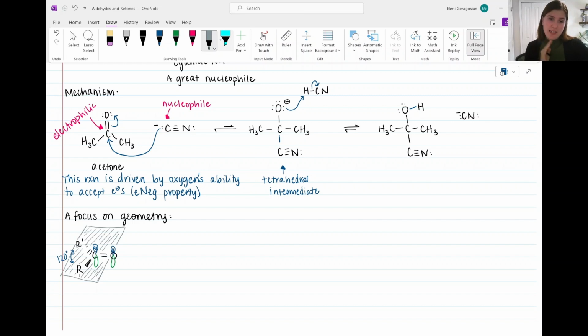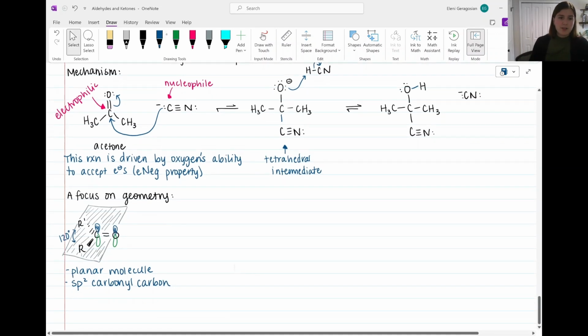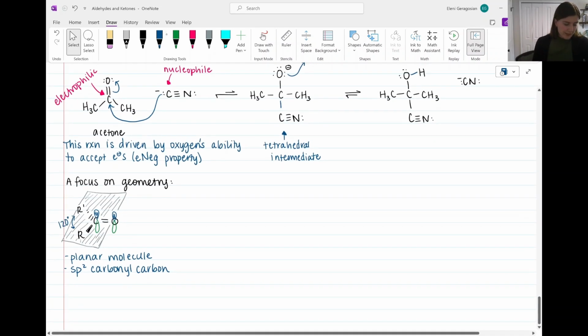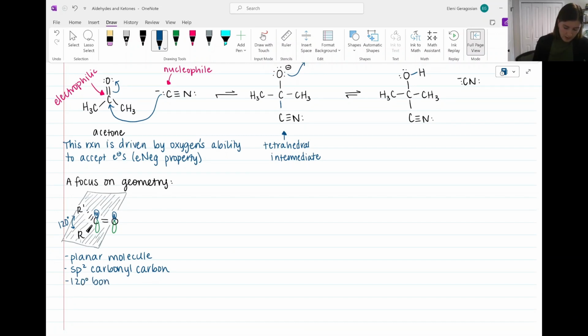Okay, so everything that's part of this molecule is in one plane. So we have an sp2 planar molecule. An sp2 carbonyl carbon, and we're focusing on that carbonyl carbon because that's where that new bond is formed. So that's sp2, we have 120-degree bond angles.